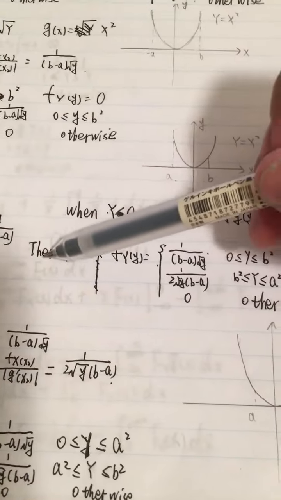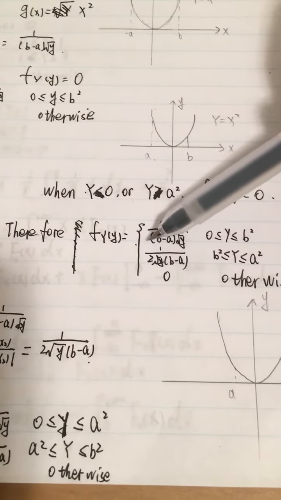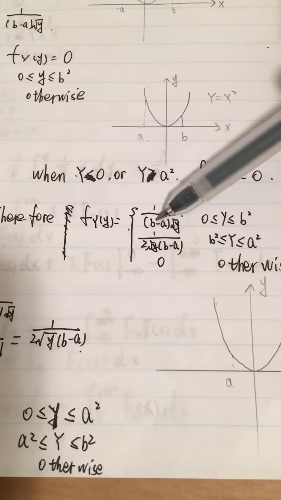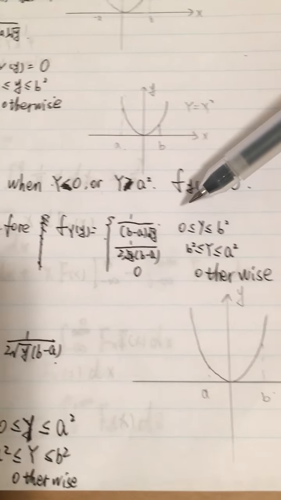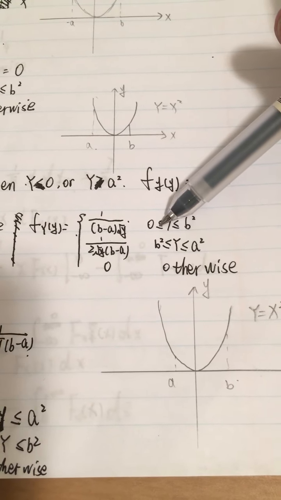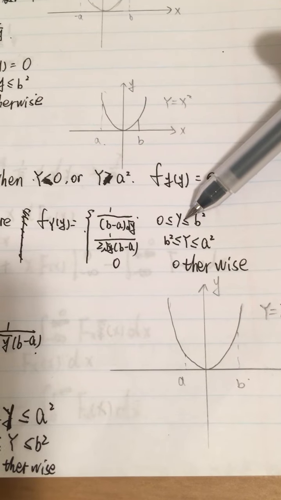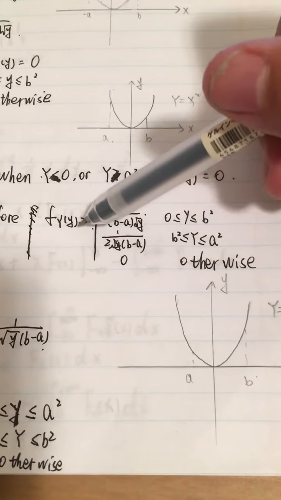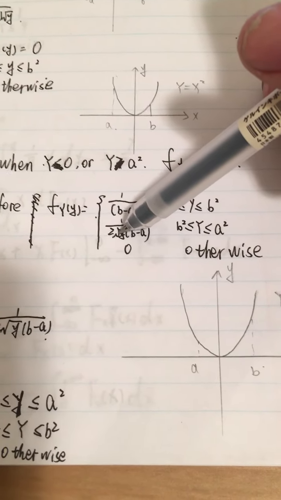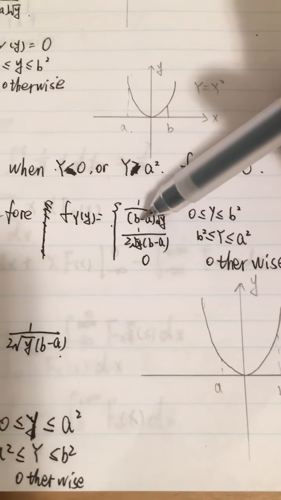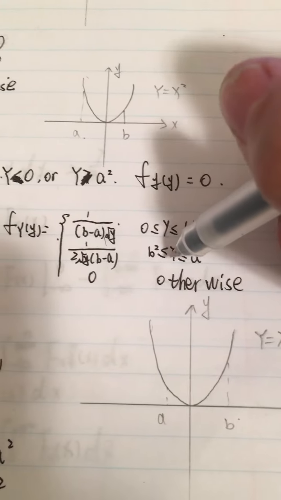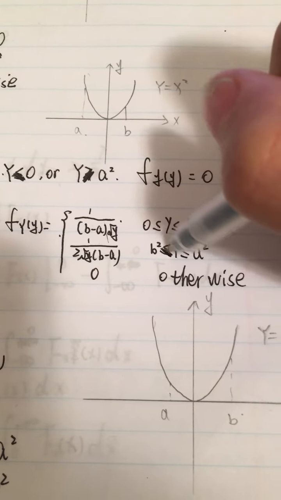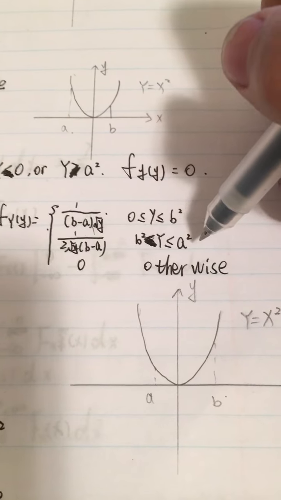So we can get the final formula. fY of y equals 1 over b minus a multiplied by y to the 1 over 2 when y is greater or equals to 0 and is less or equals to b squared, and fY of y equals 1 over 2 multiplied by y to the 1 over 2 multiplied by b minus a when y is greater than b squared or less or equals to a squared, and fY of y equals 0 otherwise.